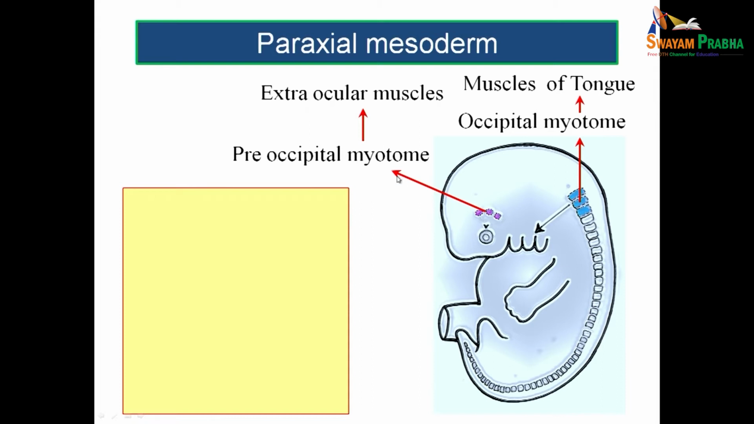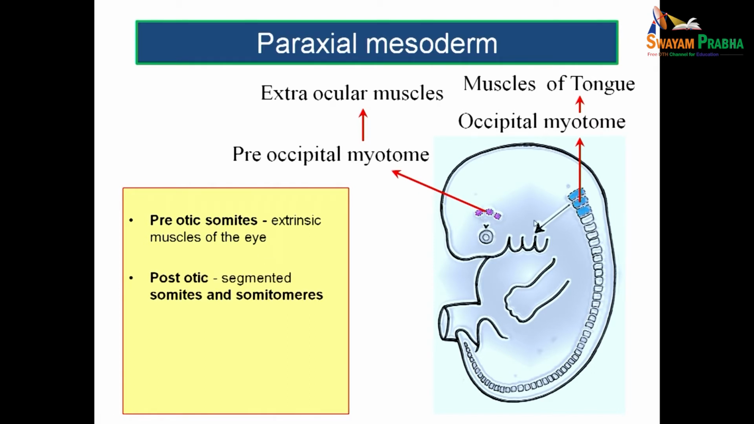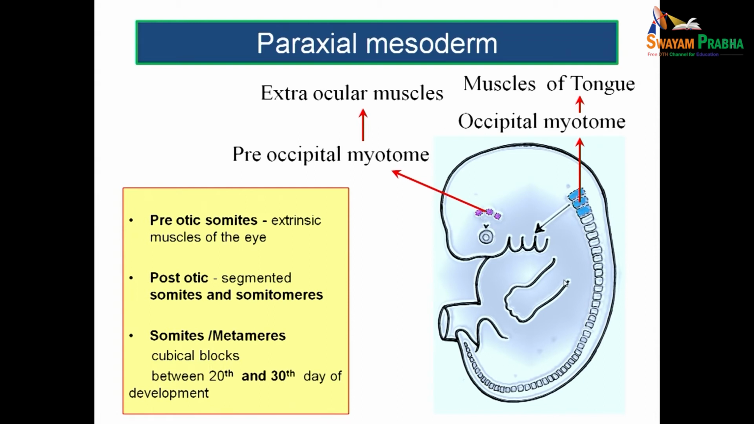Now, what is the fate of the paraxial mesoderm, or what are the derivatives of paraxial mesoderm? If you consider the otic capsule here, pre-otic somites are the derivatives of the paraxial mesoderm, and they give rise to the formation of extrinsic muscles of the eye, and the remaining somites are known as post-otic somites. They are segmented. You can see many segments in the somites.